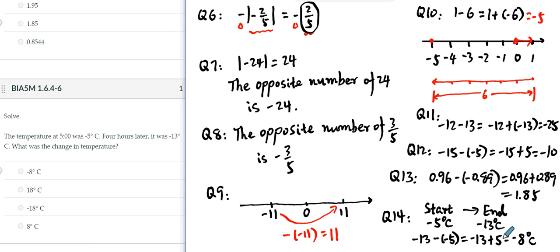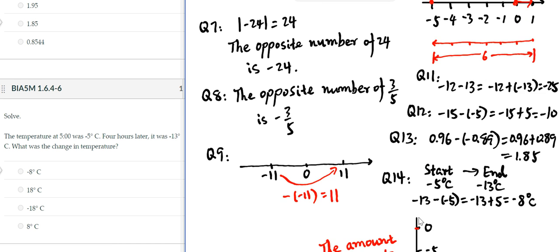Negative comes to be positive. And when you see the signs are different, you always do the subtraction. So 13 minus 5 is 8, but the sign depends on the big number. 13 is bigger, it was negative, so you put negative there.